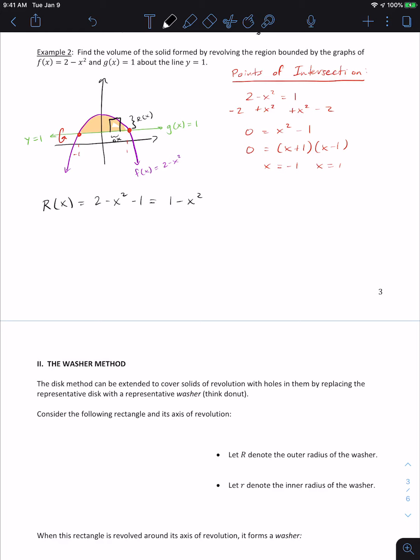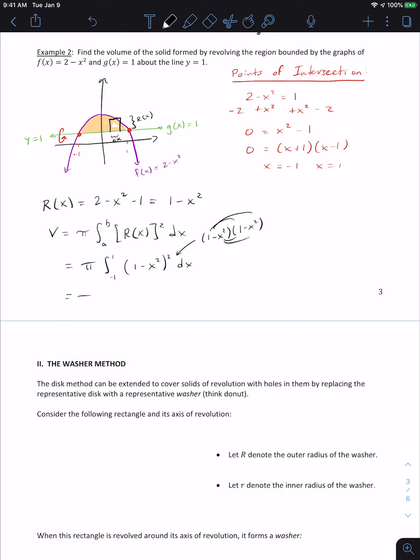We have our radius, we have our points of our beginning and end. So the volume is equal to pi times the integral from a to b of r of x squared dx. So it's pi, we start at negative 1, we go to 1 of 1 minus x squared, quantity squared, dx. Remember, 1 minus x squared squared is 1 minus x squared times itself. So we need to expand that binomial.